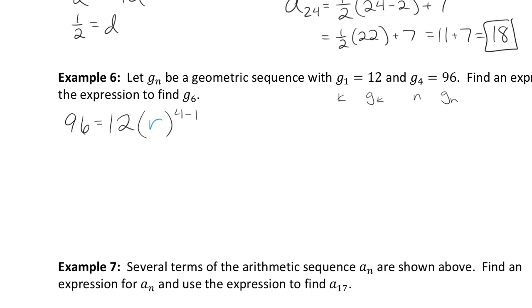Okay, let's start figuring this out. Let's do two things at once. We're going to divide both sides by 12 so that the 12 in front of the r goes away. So what is 96 divided by 12? 8. Very good. So we have 8 equal to r to the 4 minus 1, which is third power.